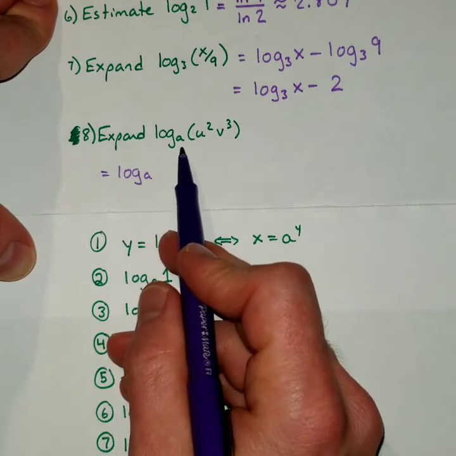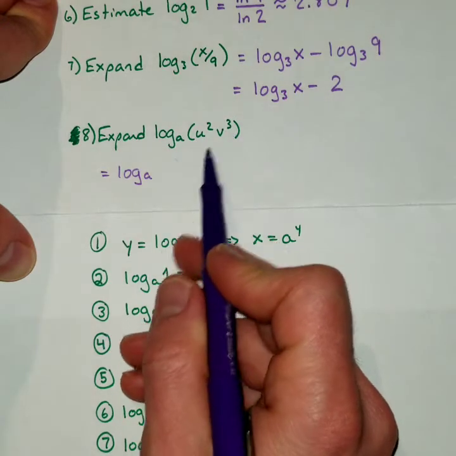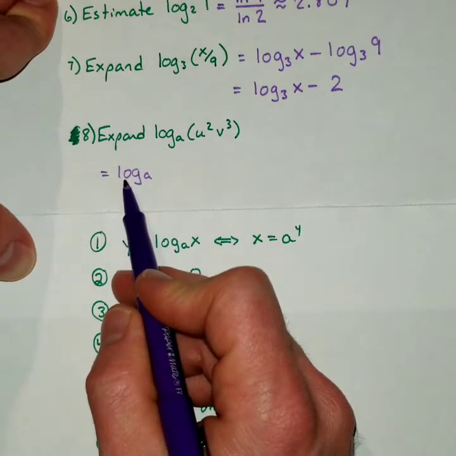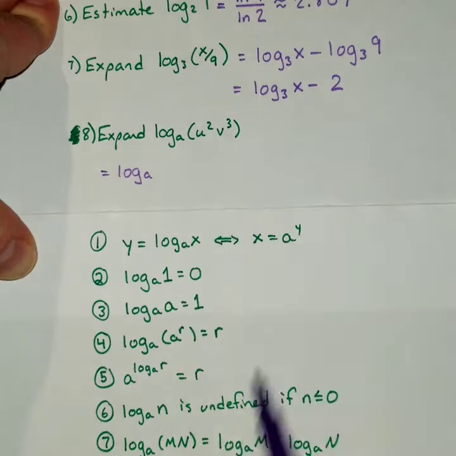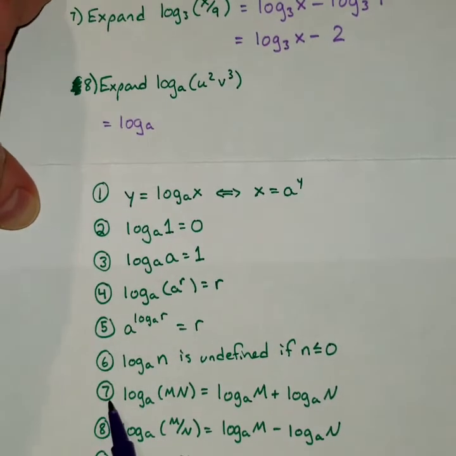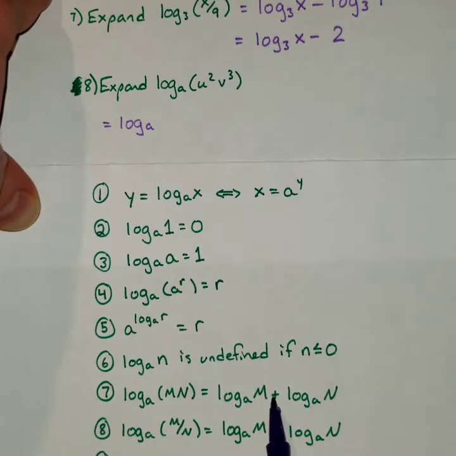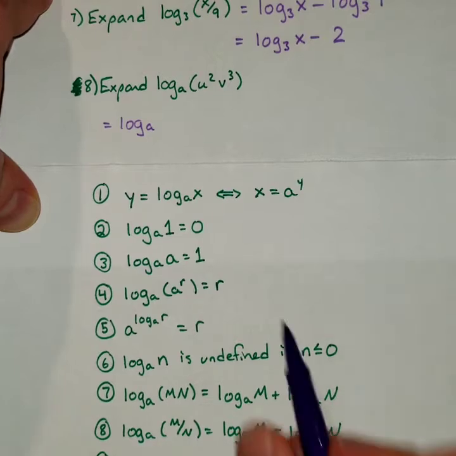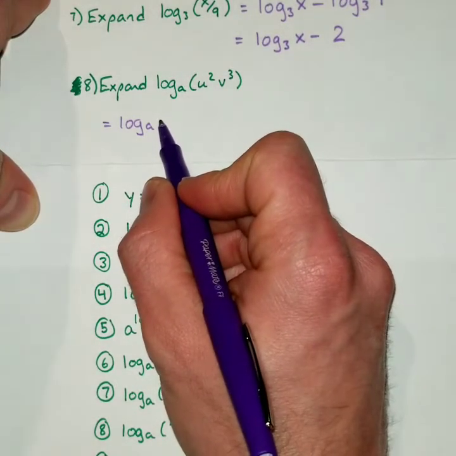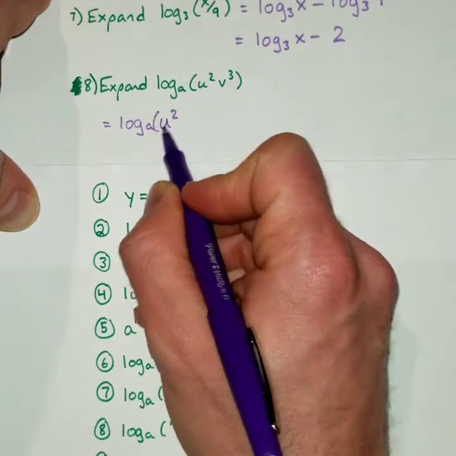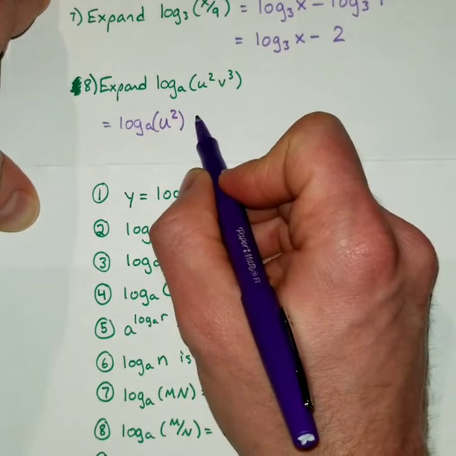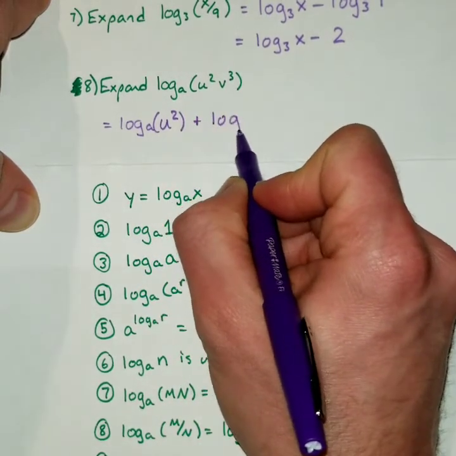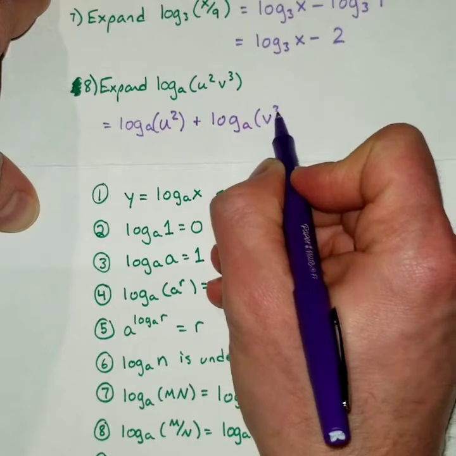So we got log base a of u squared v cubed. I'm going to write that, expand it using property number 7 here, where I change it to an addition. This becomes log base a of u squared, keep that in parentheses, plus log base a of v cubed.